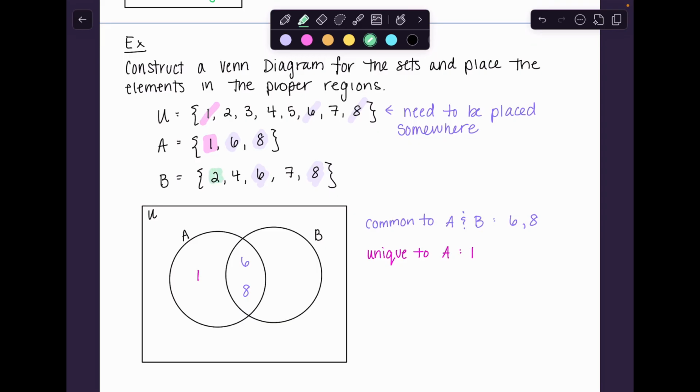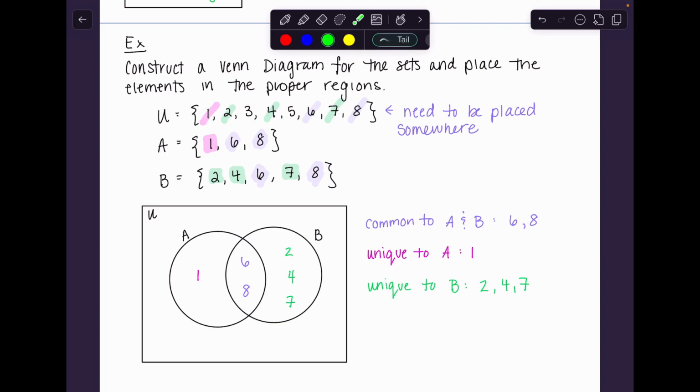Then moving on to the numbers 2, 4, and 7. These are the ones that are unique to B. So they go off to the side here. Okay. And again, I'm going to go ahead and mark those out of my set U.